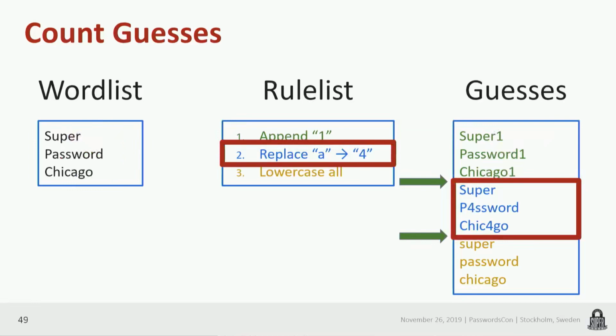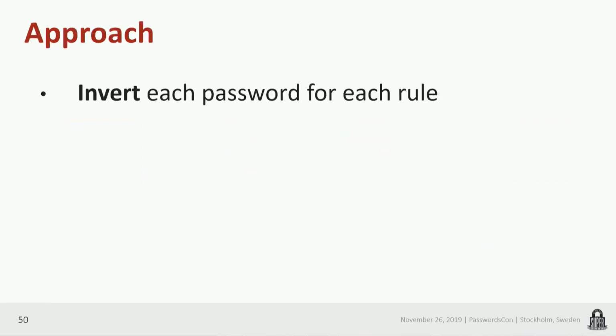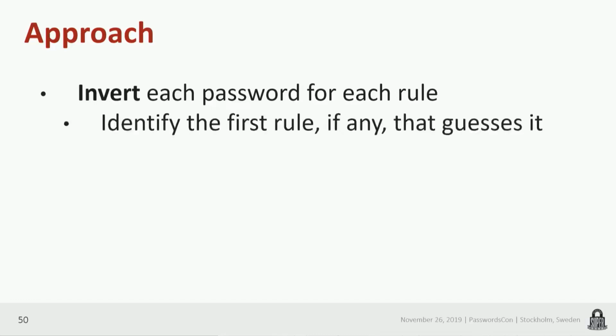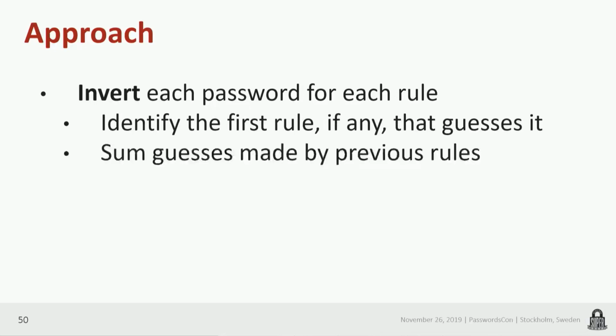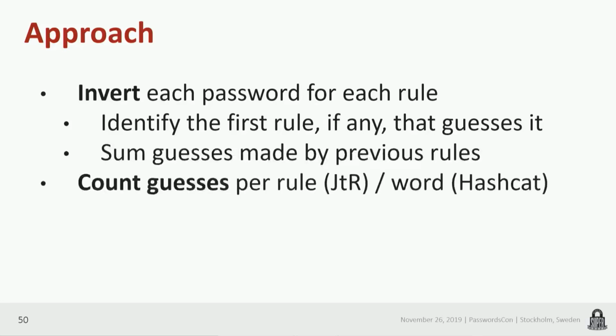And we can estimate it more tightly based on the position of the word of interest in the word list. So in other words, what we're describing is you have this password where you want to get the guess number. You invert it for each rule going down the list, and you identify the first rule that would guess it, along with the words of interest. Then you can just sum the guesses, in the John style, made by the previous rules. So how do you sum the guesses? You have to go through this process of counting rules.